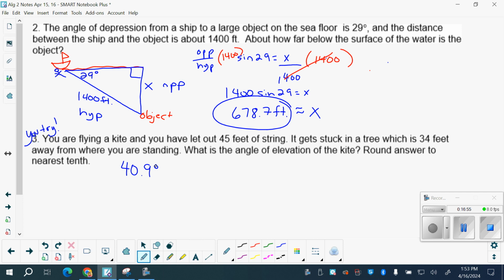Can we do night? 40.9 degrees. So, yeah, it's cosine. Yeah, good. And so cosine is what over what? Uh-huh. Good.